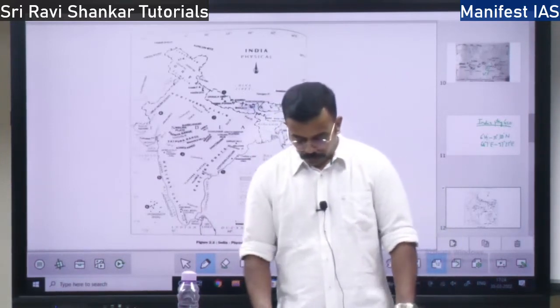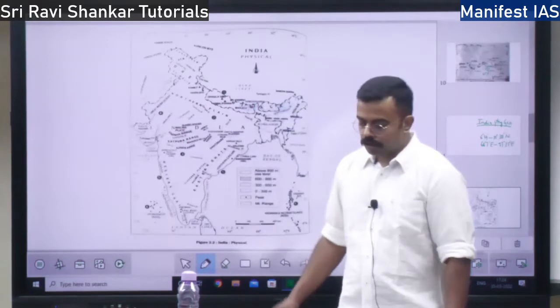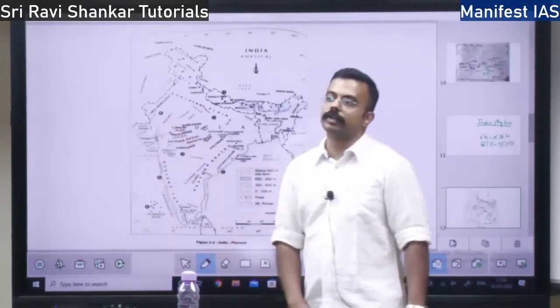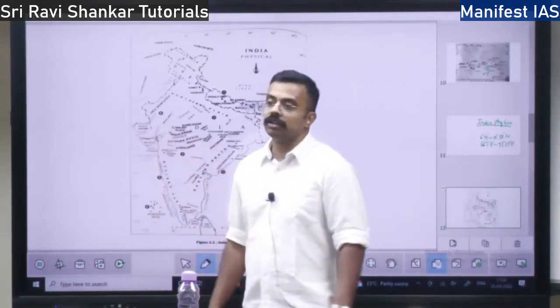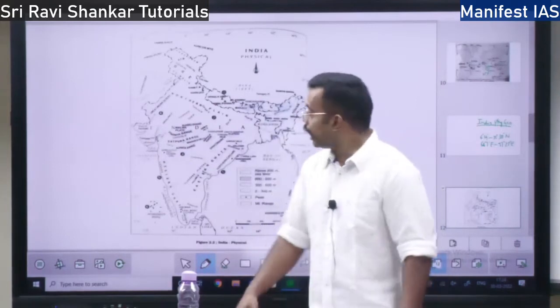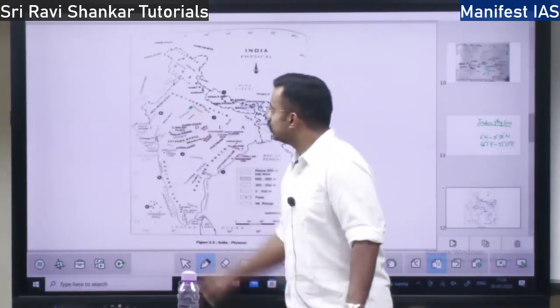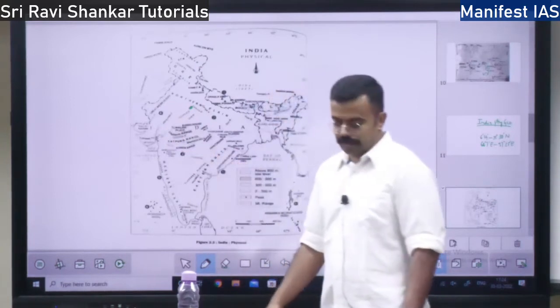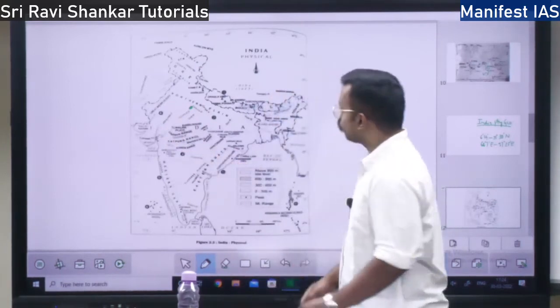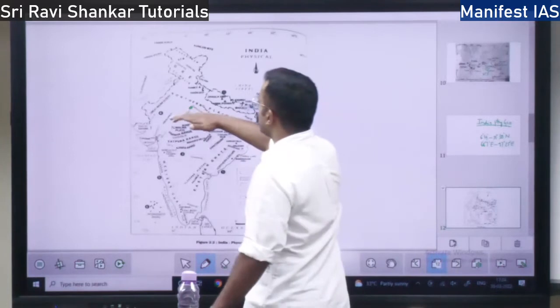So this peninsular block begins from the Rann of Kutch. This is the Rann of Kutch. From there it begins and it goes up to the Aravallis. Here somewhere the Aravallis are there. See, here the Aravalli range is there. Then from there it goes parallel to the Yamuna.